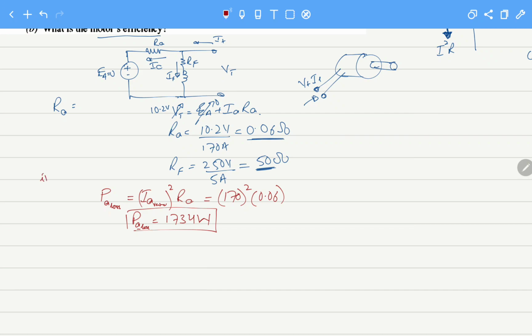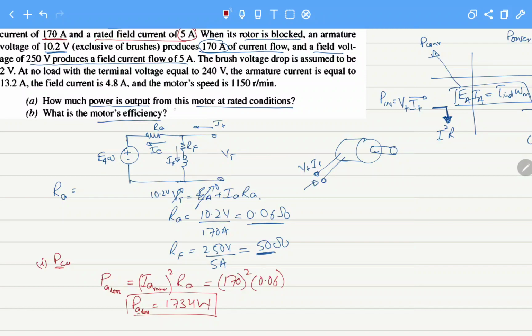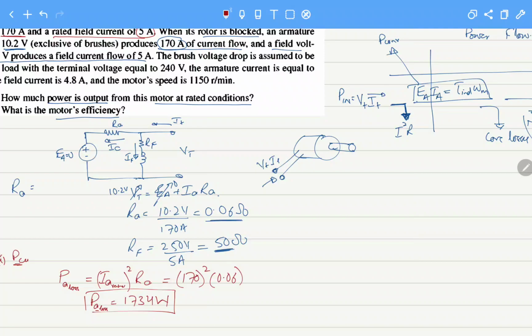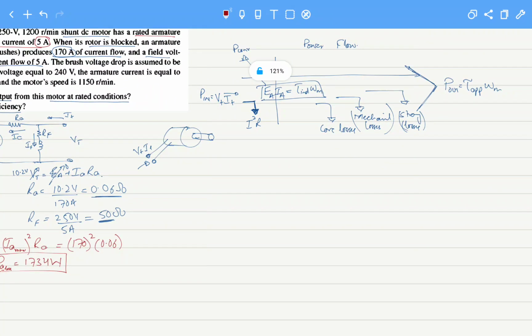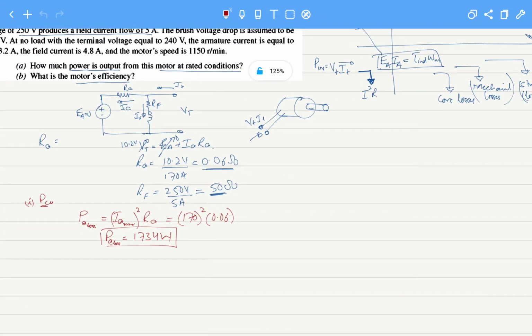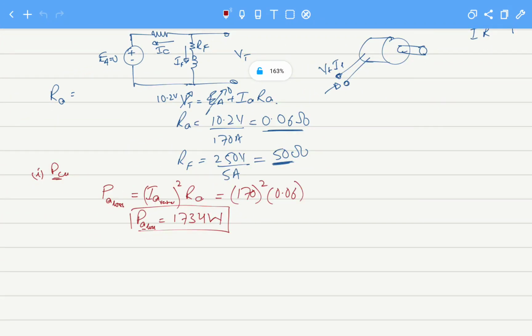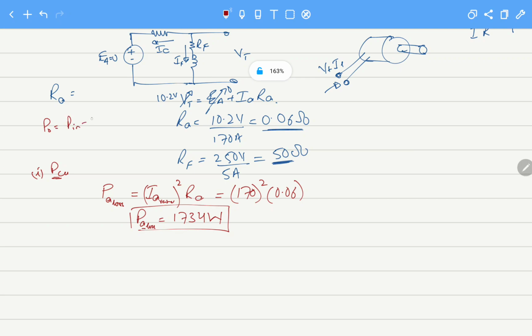Actually, we are calculating copper losses. We must remember this. And why are we calculating copper losses? We want to know how much power is output from this motor at rated condition. So what we are trying to find is the output power of the motor. To calculate the output power, we have to subtract all the losses that exist inside the motor. So P out is equal to P in minus P loss. So we are calculating the power losses.